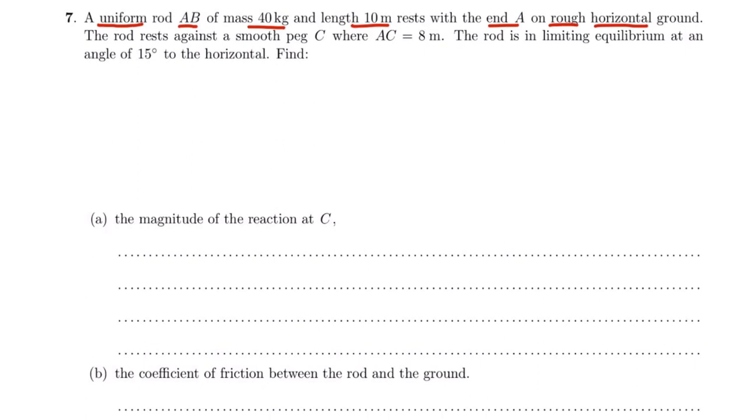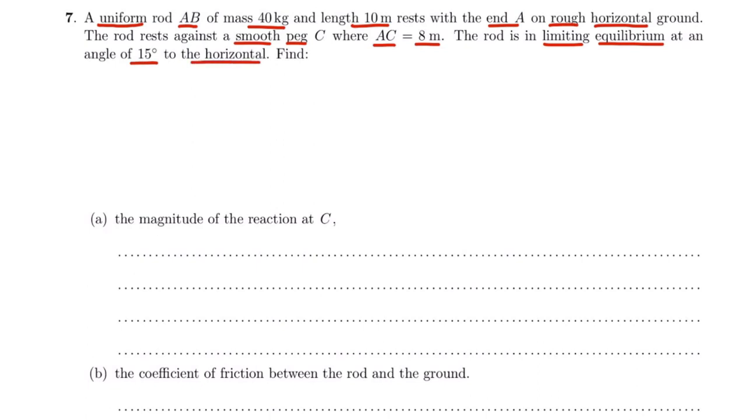The rod then rests against a smooth peg. Now, you all know what a peg is. It's something that's sticking out of the wall, and it's literally just leaning on it. But the important thing about this one is it's smooth. The length A to C is 8. The rod is in limiting equilibrium, which is quite important, meaning it's just about to slip, at an angle of 15 degrees to the horizontal.